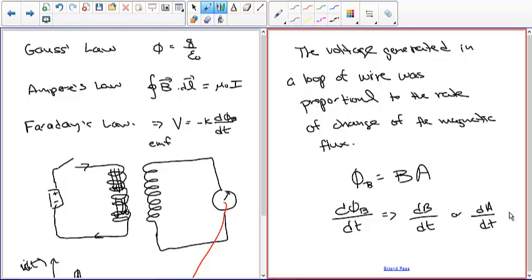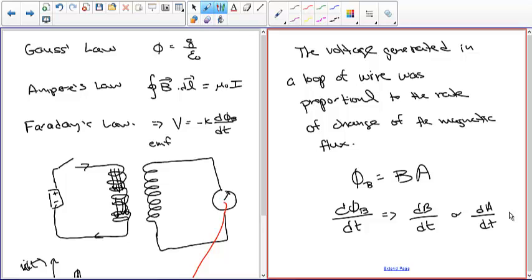dt is smaller. The other way of changing the magnetic flux would be to take this area and rotate it around like that. So here the magnetic flux is maximum, and then here it's 0, because the area is in the wrong direction. The area is this way. So I could cause a change in magnetic flux doing it that way.